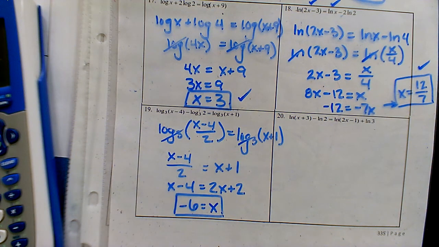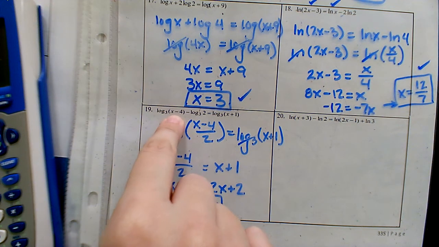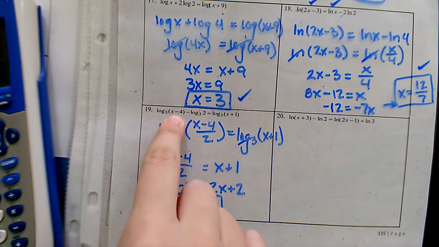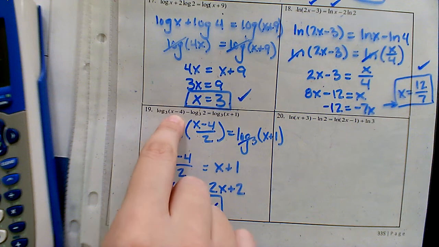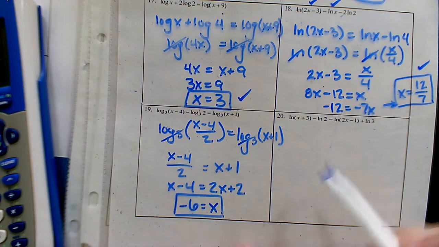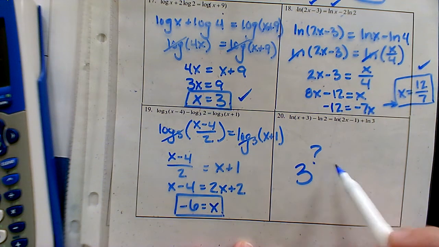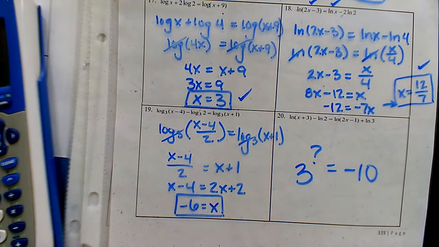But why? Because the x is negative? Not necessarily that x is negative, it's the argument that's negative. So what's happening here is you cannot have a negative argument for a log. If you think about it, what power can you raise 3 to get negative 10?